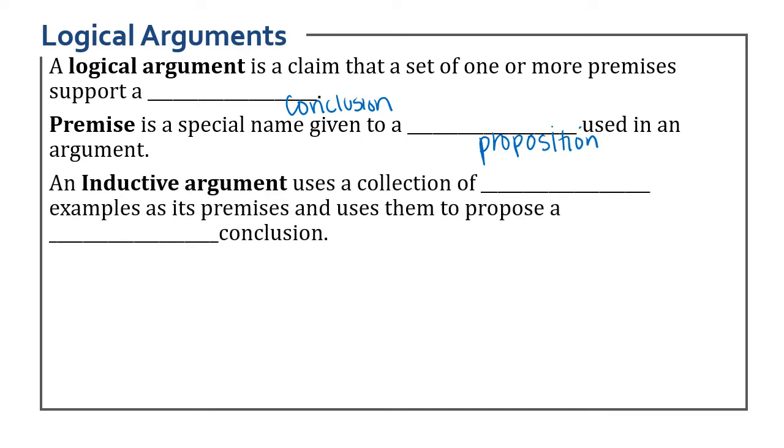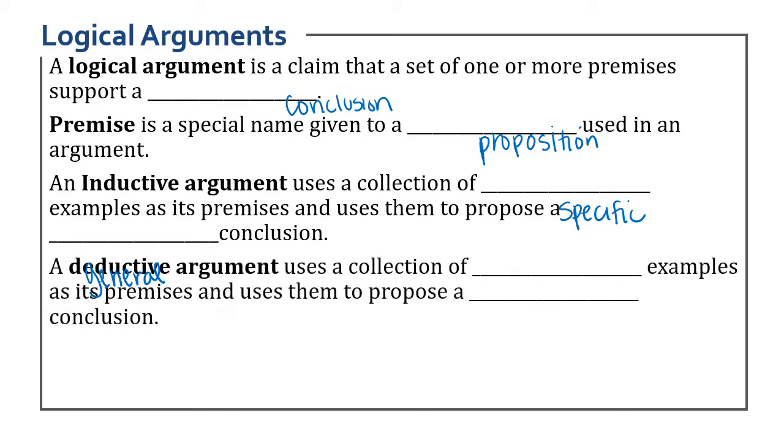An inductive argument uses a collection of specific examples as its premises, and then uses them to propose a general conclusion. So it goes from specifics to general. And then a deductive argument uses a collection of general examples and uses that to make a specific conclusion. So what we're really going to talk about today, because we have already been introduced to an argument and a premise, is this difference between an inductive and a deductive argument.